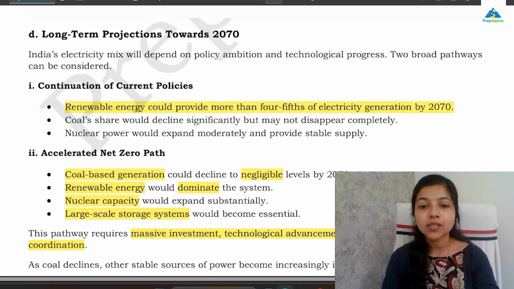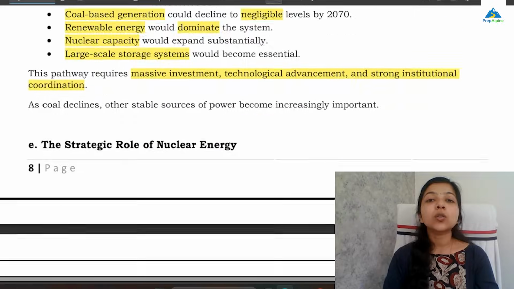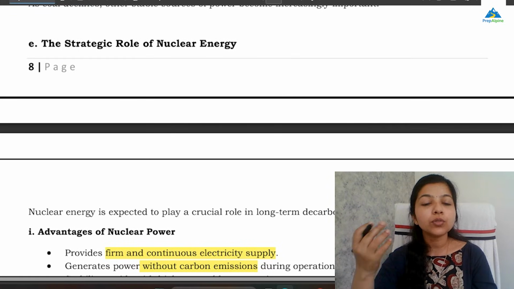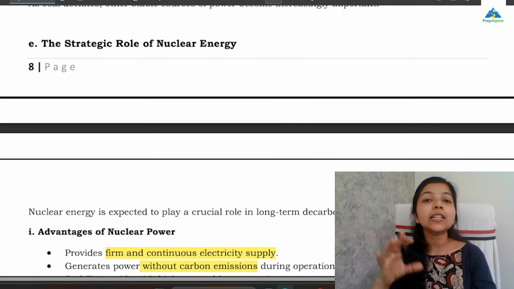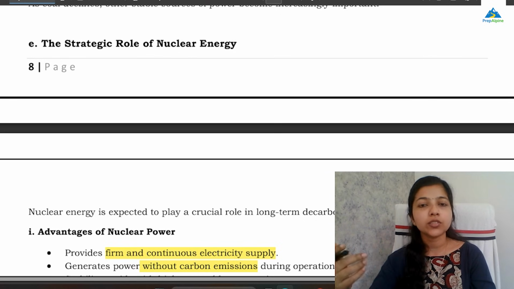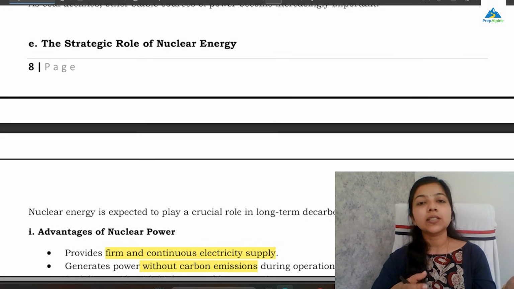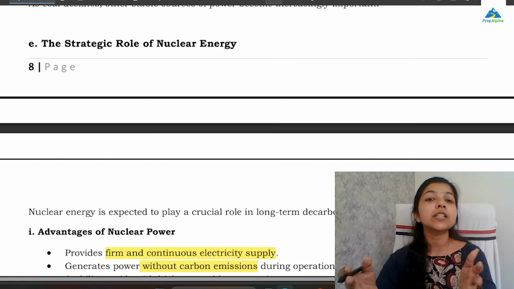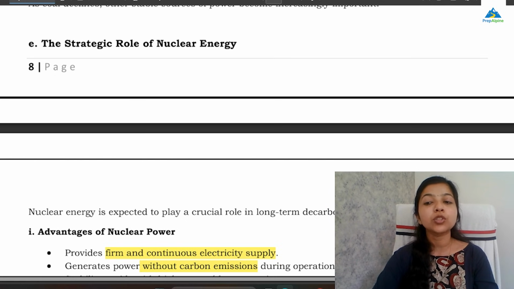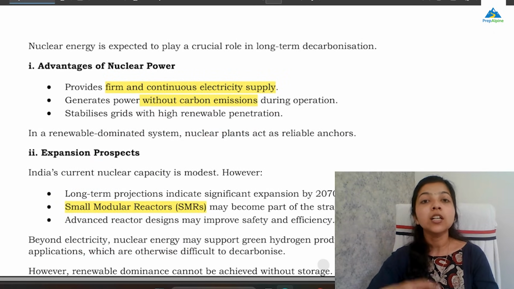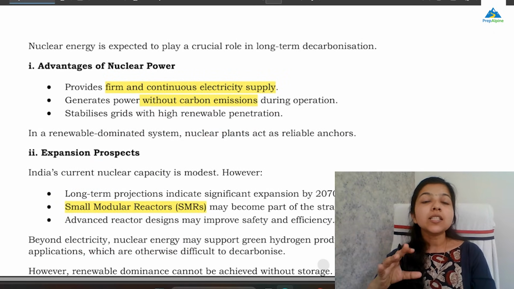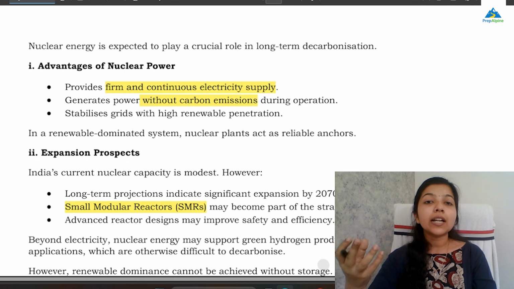But now you will ask me, why is coal still dominating? We have understood why coal is still dominating, but why can't we store energy? We store things, like when we have to go for a function, we store things. But why can't we store electricity? Why can't we store renewable energy that is generated in the day for the night time? That is because we do not have that capacity.